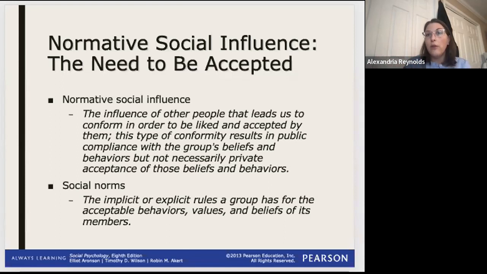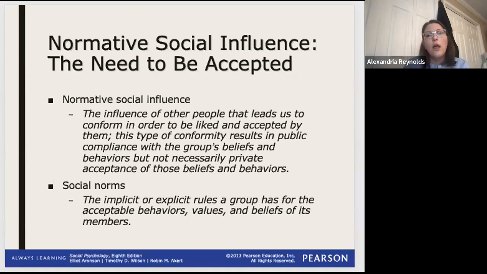And so, that is a lot of times the explanation for why we tend to go along with the crowd. Now, another important concept here is this idea of social norms. These are rules that a group has for acceptable behaviors, for acceptable values and beliefs of its members. Sometimes these rules are spoken, explicit rules where we know that we're supposed to follow this, and sometimes they're implicit, unspoken rules that we know that we're not allowed to go against the crowd or go against these rules because it might mean that we get rejected out of the group, right?